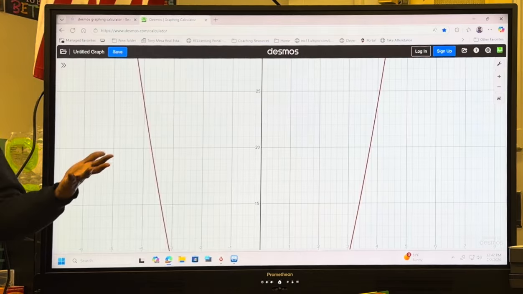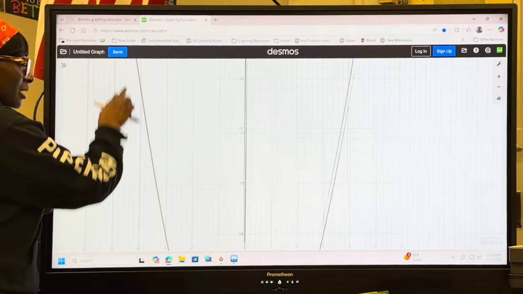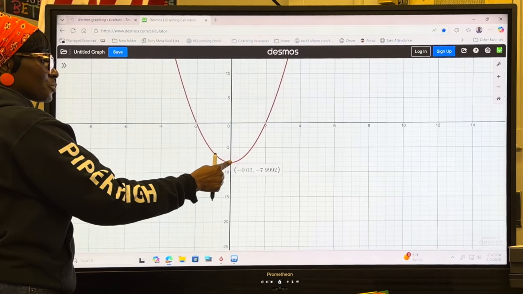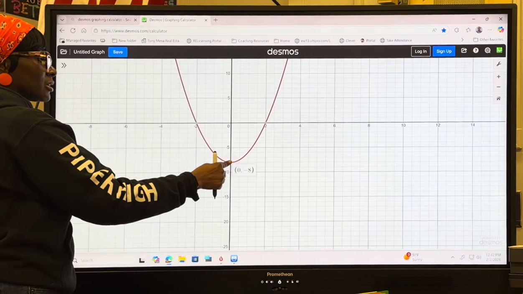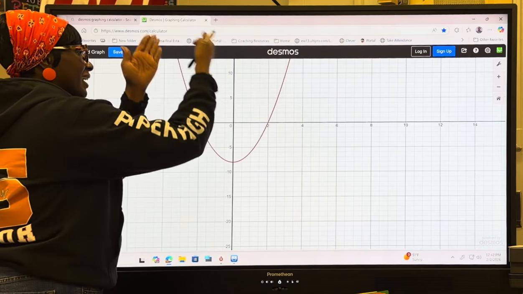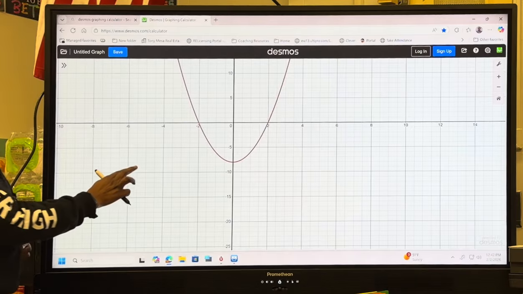Why does it come out to be -4 and +4, -3 and +3, and -2? Why? Because it's sitting right on the vertex. Here's the vertex. Right here is our vertex, and it splits our parabola in half. Is everybody following? Now let me show you something that's real cool.